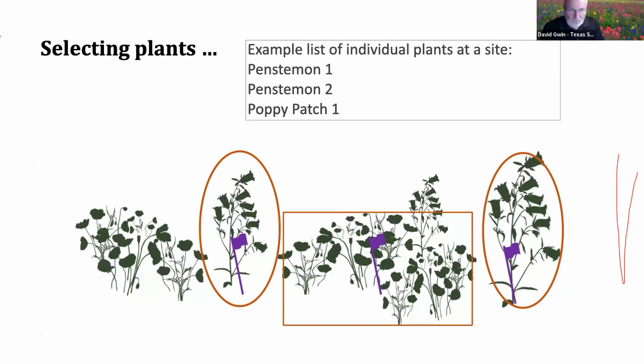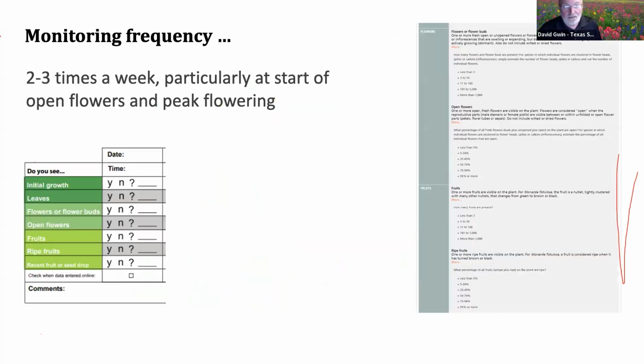Once you've got your plants selected and added to your site, the next issue that comes up is how often do I need to go out there and take a look at my plants? Well, that's when the issue of monitoring frequency comes up. We ask that you make your observations at least once a week. During peak flowering or peak fruiting season, you want to try to do it 2 to 3 times a week. That's really helpful for us.